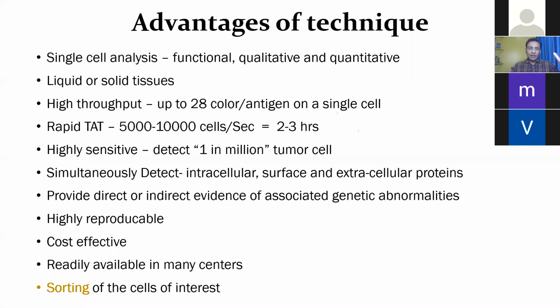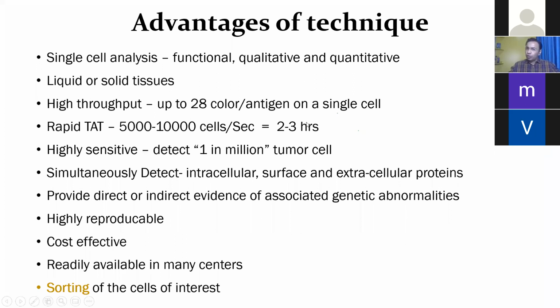Now coming to the last couple of slides, what are the advantages of this technique? One is that it is single cell analysis. You can do functional analysis, like cytokine expression, interleukin secretion, proliferation. Qualitative analysis: what type of cells are there? Quantitative: what is the percentage of cells? We can use both liquid and solid samples. Only thing is, for a solid tissue, you have to use unfixed cells, you have to tease them, and nowadays you get a machine which can do this. Even if you want to look at the immune cells from lung tissue or kidney tissue, you can separate the cells and you can do that research.